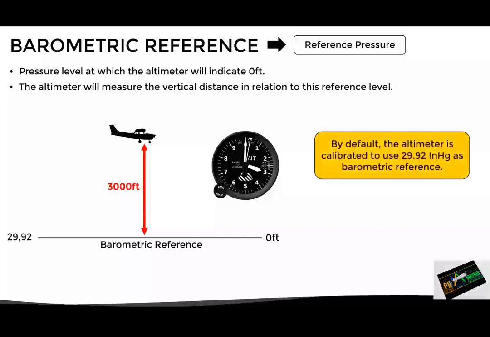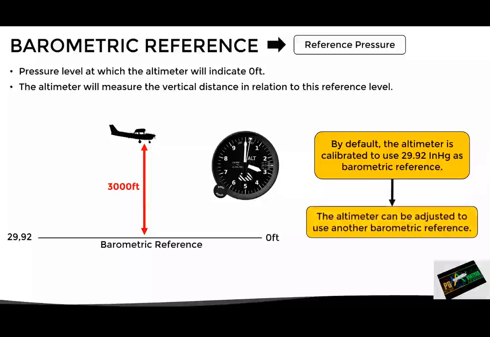By default, this barometric reference is 29.92 inches of mercury, just because it's the standard sea level pressure. However, in practice, the pilot can actually change this barometric reference to any other value. But we might be wondering, why does the pilot need to change the barometric reference? Well, let's look at it by means of an example.